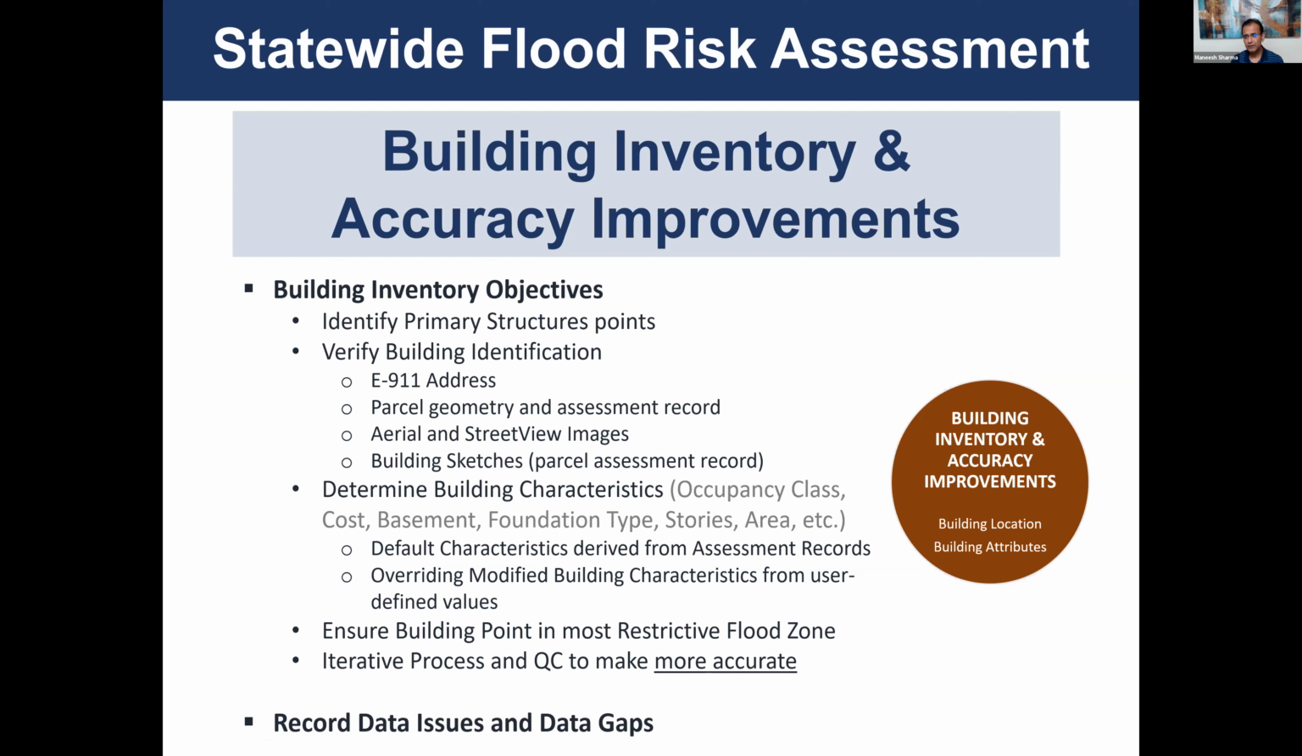And whenever we found any issues, we manually defined overriding values. We had the modified building characteristics, so basically we called them user defined values, and those user defined values got used in the models. The other important thing we did was to ensure that the building point was in the most restrictive flood zone. So for example, if a primary structure is within the floodway or flood fringe, we try to make sure that the point is in the floodway.